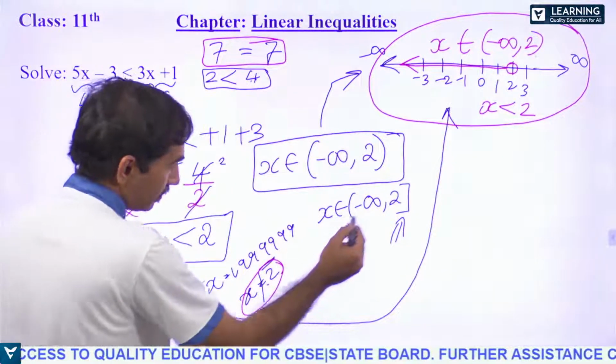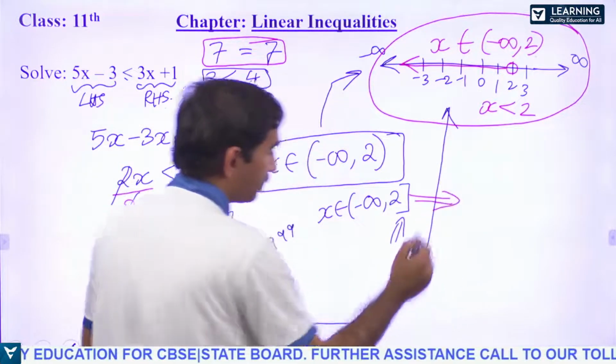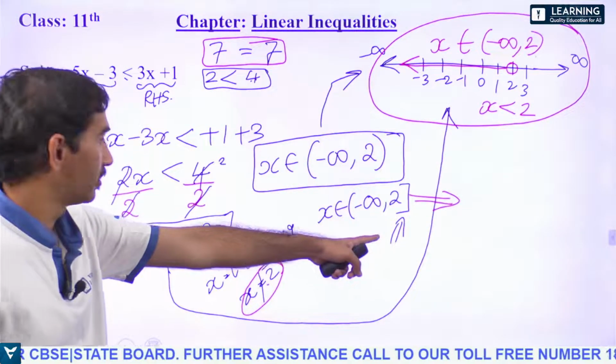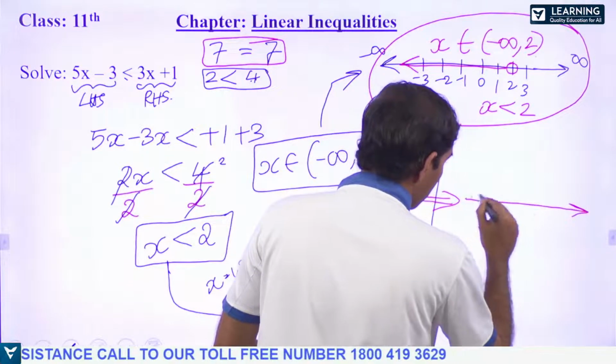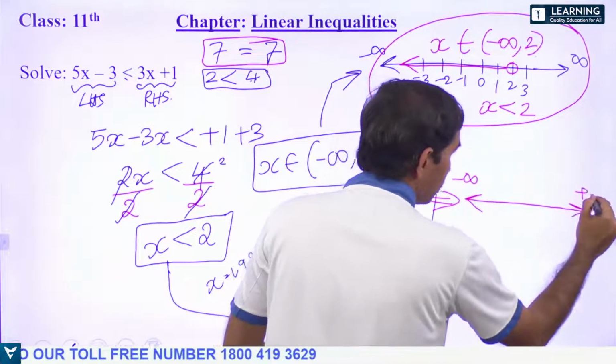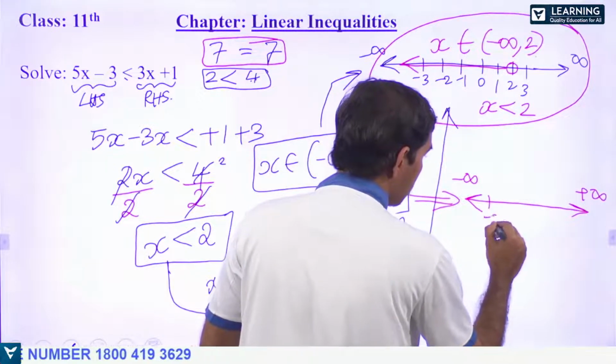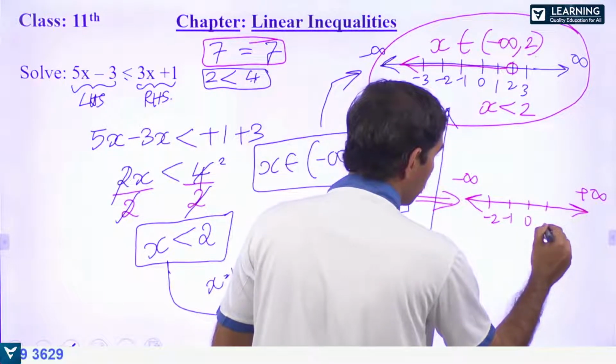Now, how do you represent this on the graph where we are including 2? To represent this on the graph, this is minus infinity, plus infinity, minus 2, minus 1, 0, 1, and 2.